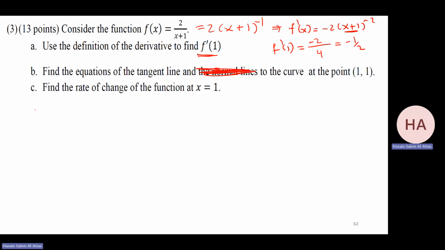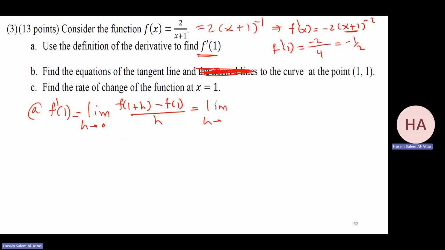So now use the definition. F prime at 1 will be the limit. Let me use the other definition: as h goes to 0, f of 1 plus h minus f of 1 over h. That will be the limit as h goes to 0 of 2 over (1 plus h plus 1), 2 plus h, minus f of 1, which is 1, over h. That will be the limit as h goes to 0, this is over 1, I have h times (2 plus h).